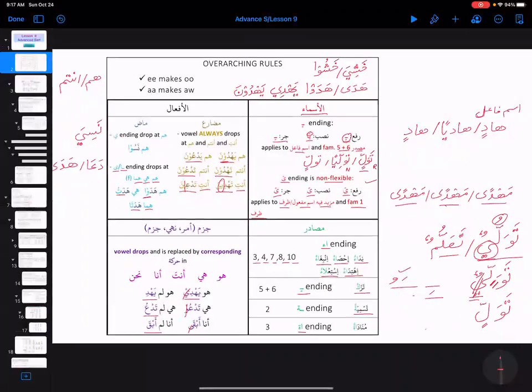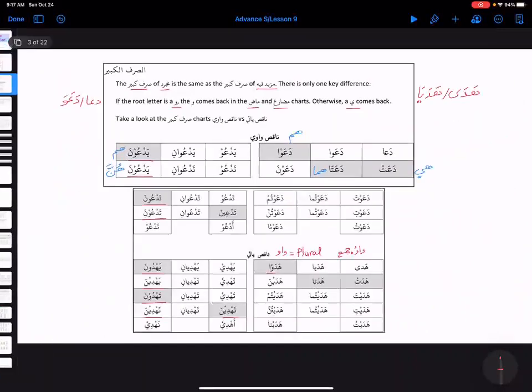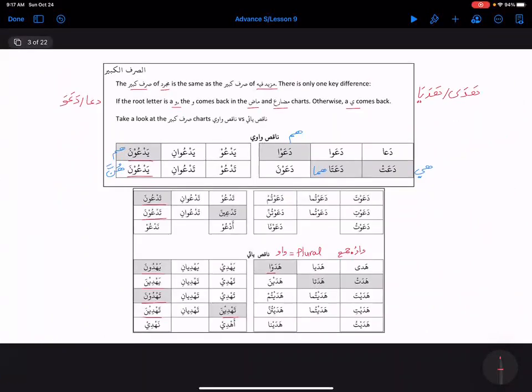So let's explore and see in action. So the sarf kabir of mujarrad is the same as the sarf kabir of mazid fihi. So there is no difference. There is only one key difference. If the root letter is waw, the waw comes back in madi and mudariya. Otherwise, a ya comes back.